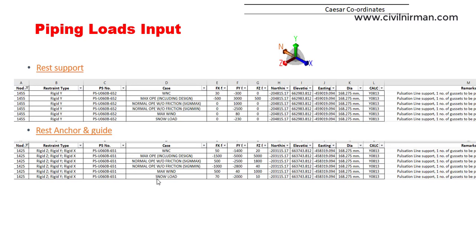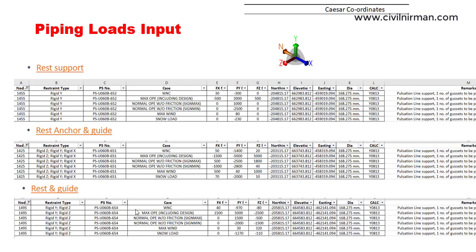Now see, piping will give you all the identification related to all the nodes. Let's say the first one, WNC, is the empty load of the pipe. Then you have the maximum operating load, normal operating load without friction, maximum and minimum. Then you have wind load, snow load. You can have the surge load as well depending upon the piping analysis. The next one is the rest and guide support. So this is the information from the piping that will be provided in terms of the category, right?